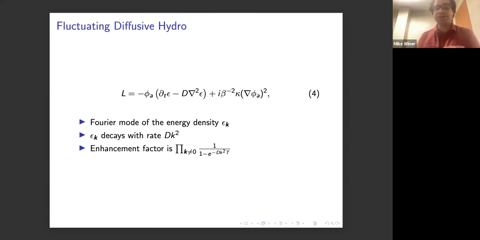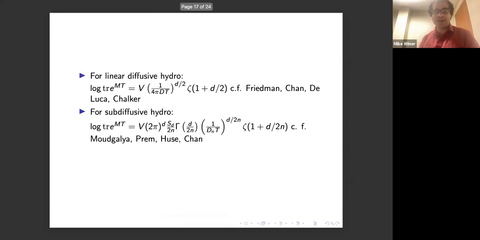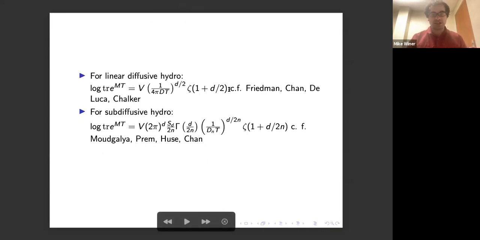Okay, so now we're going to go to a more complicated version. Now it's phrased in terms of phi a, and epsilon is just the energy density. If we go into the Fourier modes, we still have roughly the same equation, and we get a product over all the modes for our enhancement factor. This is an infinite product, but luckily we can evaluate it, and we get this quantity here.